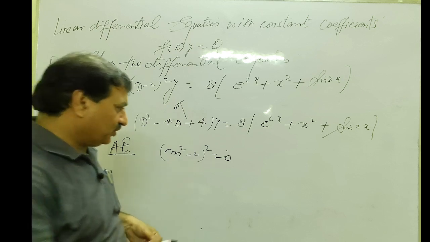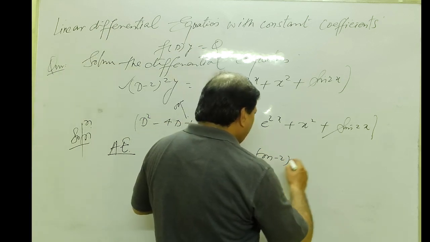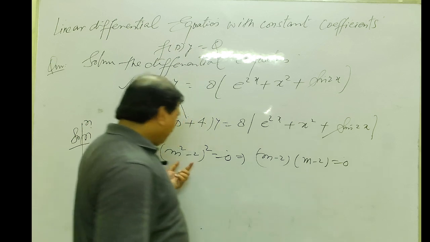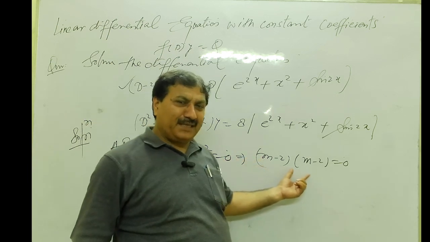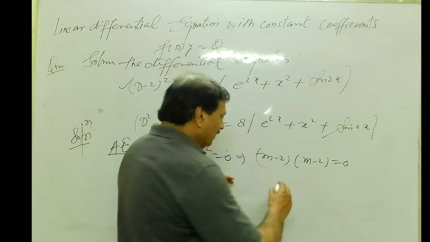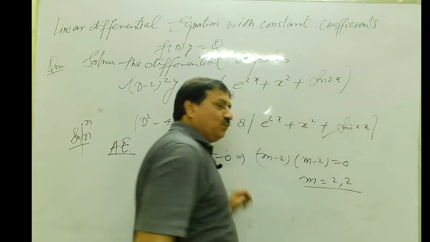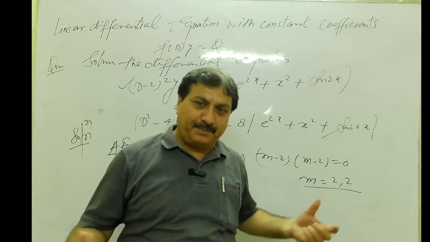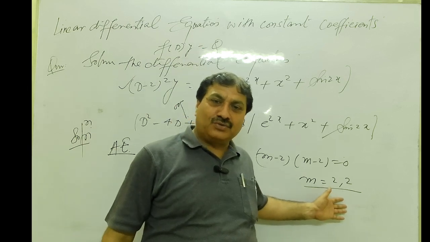Calculate the roots. That implies m minus 2 and m minus 2 equal to 0, because here m minus 2 has power 2. So the roots are 2, 2. That means two roots are equal, or two roots are repeated.